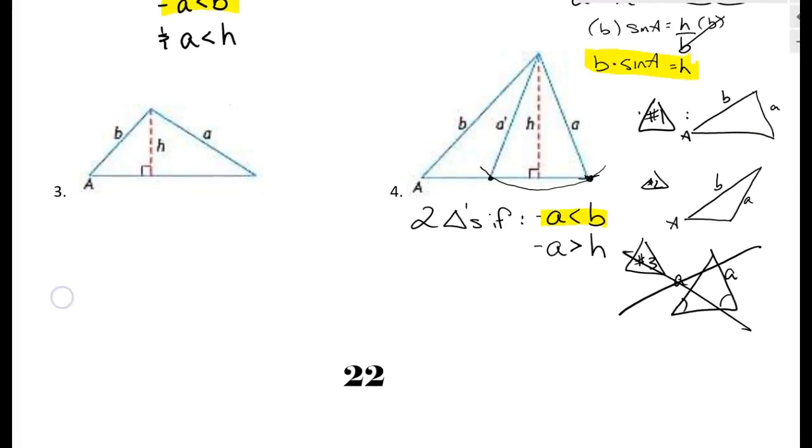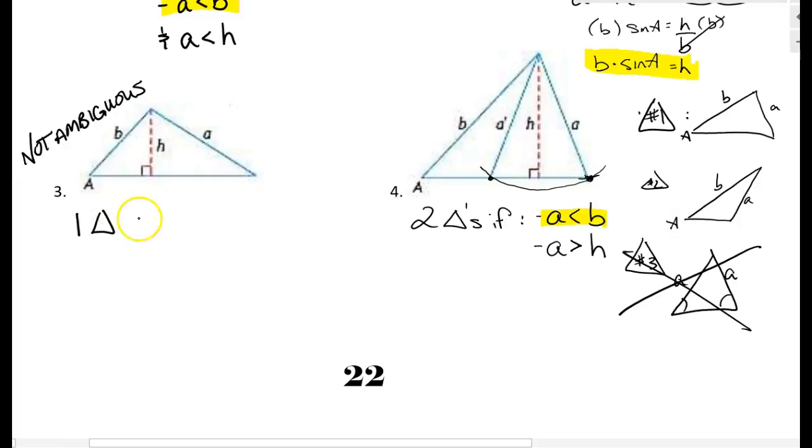Our third case, but this is not part of ambiguous case, because it doesn't fit that descriptor of A is less than B. If we have one triangle if side B is less than side A. Or if you want to write it in the same order that we've been writing it so far, A is greater than B.